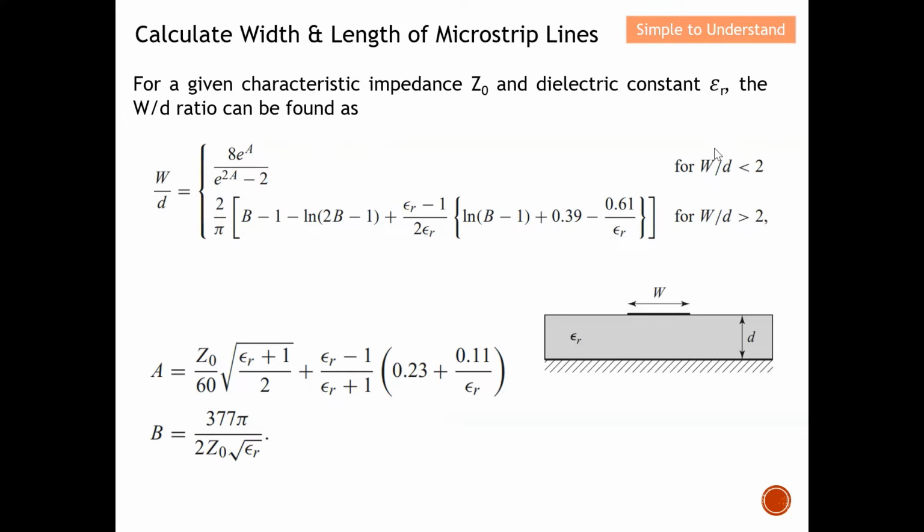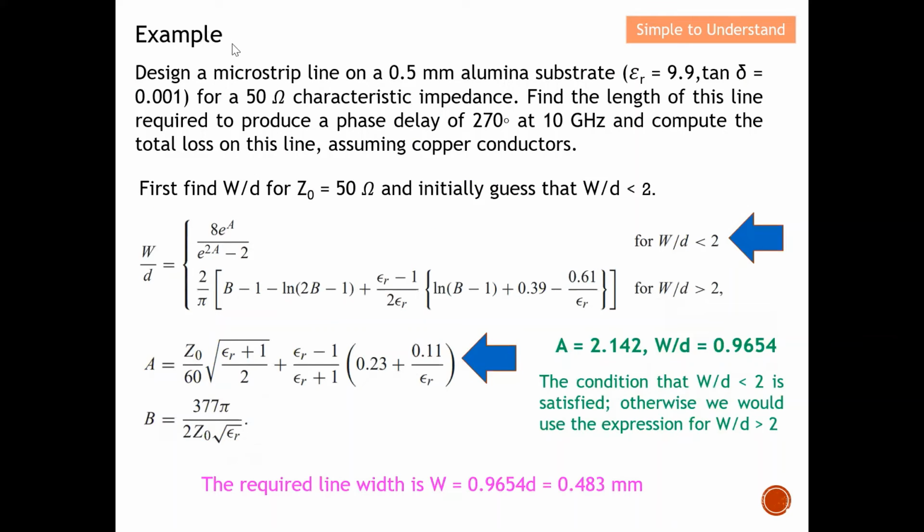So basically, if the width over the depth of the microstrip line is less than 2, then I will apply this equation. And if my width over the depth of the microstrip line is greater than 2, then I will apply this equation. Over here, you probably see that the A term and B term are described by this equation. Let's quickly move into an example in order to understand better.